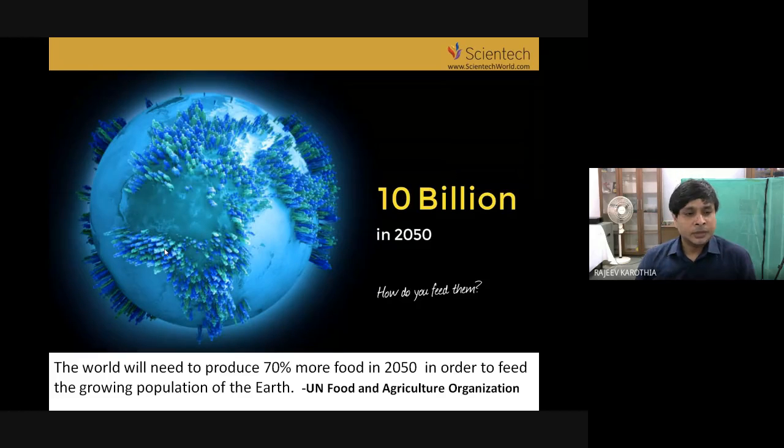First of all, everybody knows that the population is growing, and by 2050 we are going to be at 10 billion people. So the major concern of this growing population is food. The world needs to produce 70% more food in 2050 in order to feed these 10 billion people. So that is the major concern. So how do we feed them? What is the solution for growing 70% more food, which we need by 2050?